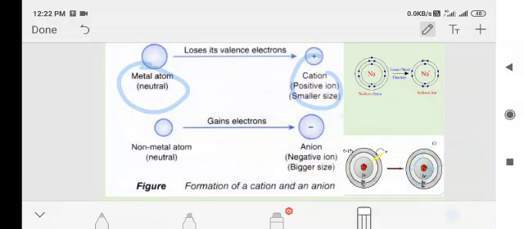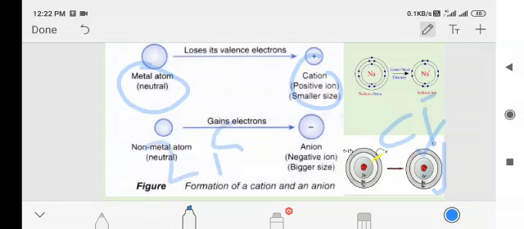Now with 8 electrons, the chlorine ion, Cl minus, has 8 electrons in the last shell. This means the ion now has the electronic configuration 2, 8, 8. This is the electronic configuration of argon. Argon is a noble gas. You know a noble gas is structurally very stable.